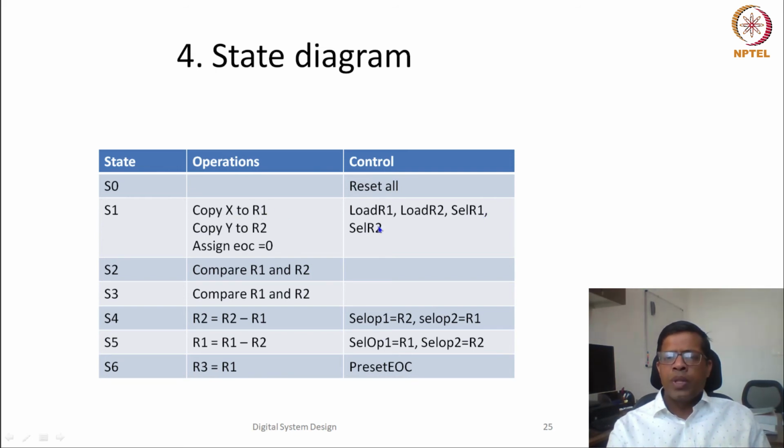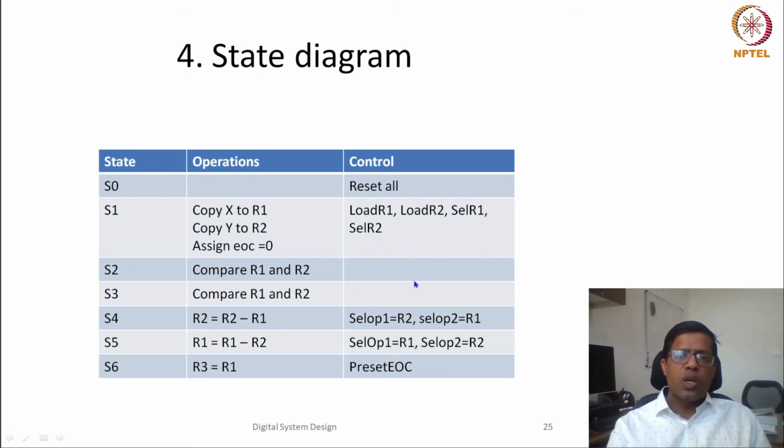X is selected. Similarly, select R2 would select Y and will also enable load R2, so that R2 would get written and this Y would be written to R2. Also EOC would be assigned 0, so that means clear EOC would be asserted during this S1 state. All of these are the output signals of the S1 state. So during the S1 state, all of these signals need to be generated and controlled.